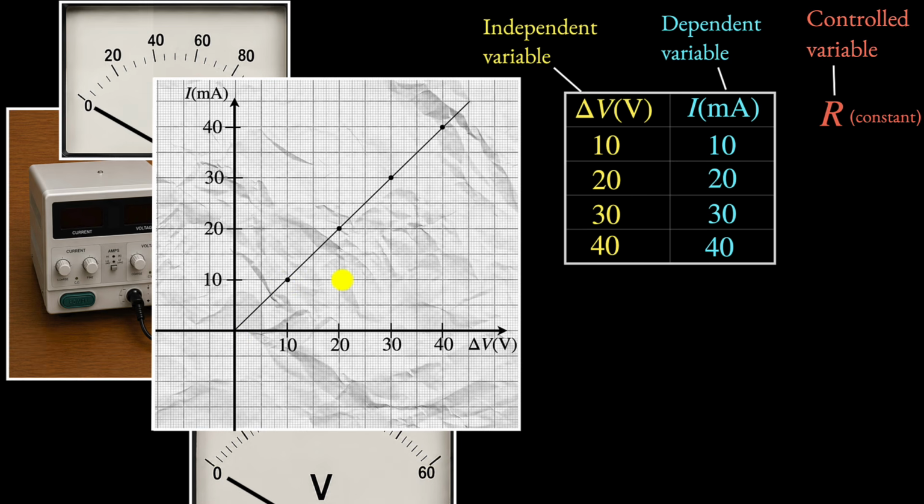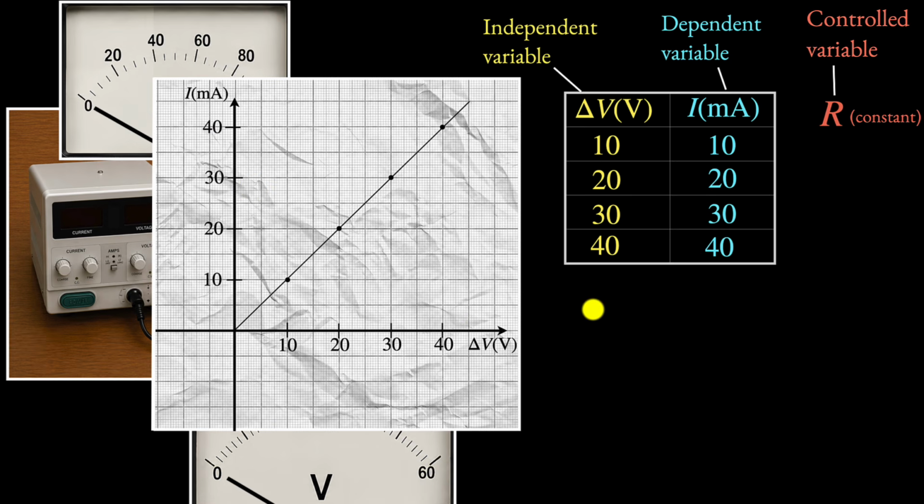Okay, what does that mean? This means that the current increases linearly with the potential difference, right? Straight line means linear. In other words, the current is directly proportional to the potential difference. And that makes sense, right? Like when we double the potential difference, notice the current doubles. If we triple the potential difference, the current triples, and so on and so forth. That is the relationship between the current and voltage across a resistor.